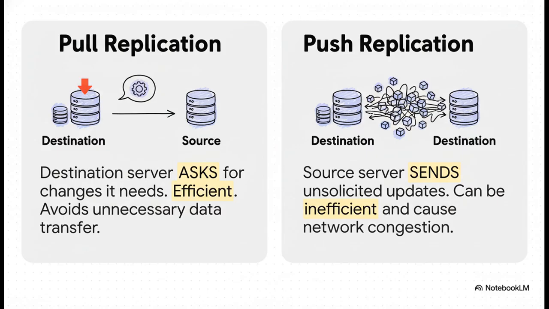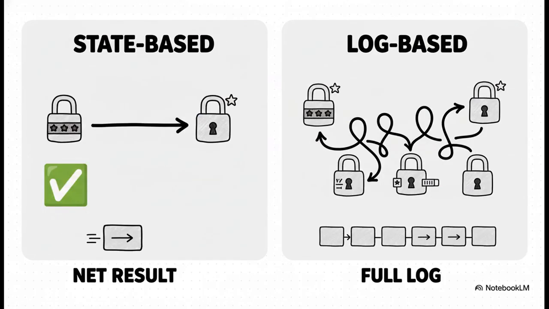It pulls only the changes it needs, which is way more efficient and keeps the network from getting clogged up. And this adds another layer of intelligence. A log-based system would replicate every single step. For instance, set password to X, then to Y, then, oops, actually to Z. State-based replication is much smarter. It just looks at the final result and says, okay, the password is now Z. It replicates the final state of the object, not the whole messy history of how it got there. It prevents so much unnecessary work.